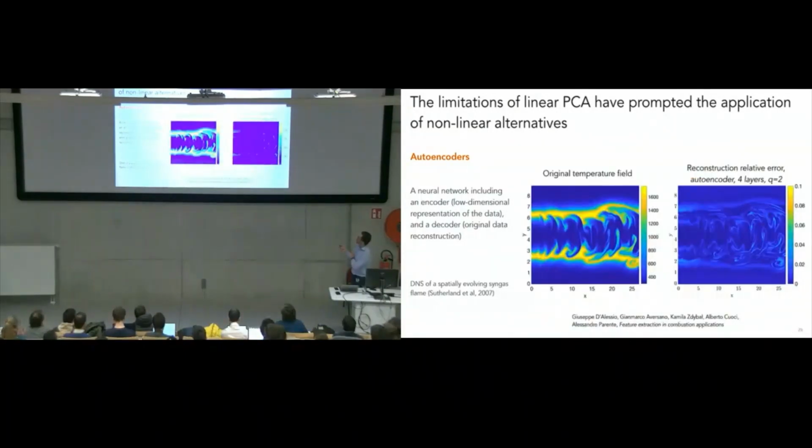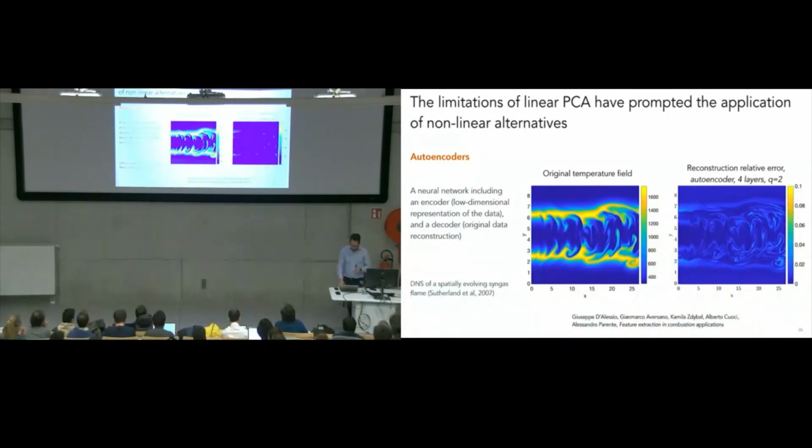So you see here the original temperature field. This consists of 12 state space variables. The grid points are about 2.5 million per time step. And you see here the autoencoder reconstruction. You just see the reconstruction of the relative error with 4 layers, so it's not a shallow network, and 2 components only. So from 12 to 2. So you see that it's pretty okay. You have some regions where you have some error, but still it appears to be quite reasonable.